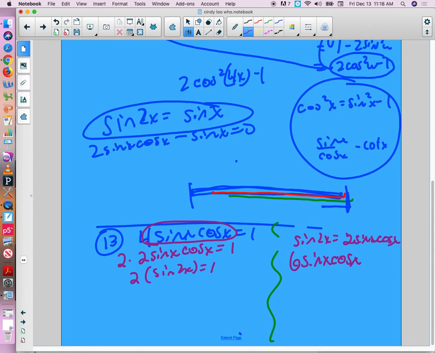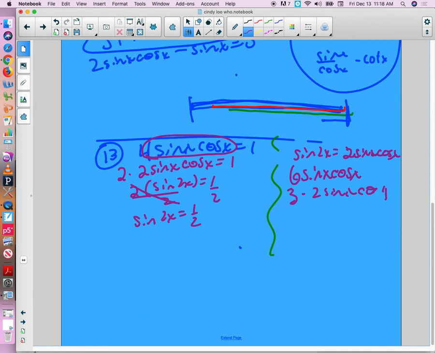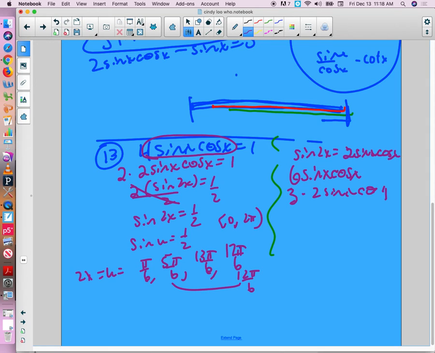Would this one be 3 times 2 sine x cosine x? So to finish this problem, I'll divide by 2, and I get sine 2x equals 1/2. Then I would say sine u equals 1/2, so u is pi over 6 and 5 pi over 6. This was solutions from 0 to 2 pi, so I go around again, adding 12 pi over 6, which is 2 pi. So that's 13 and 17. And then I divide them all by 2.